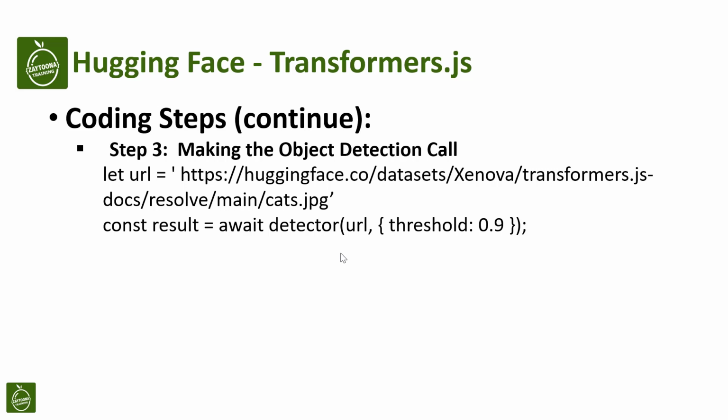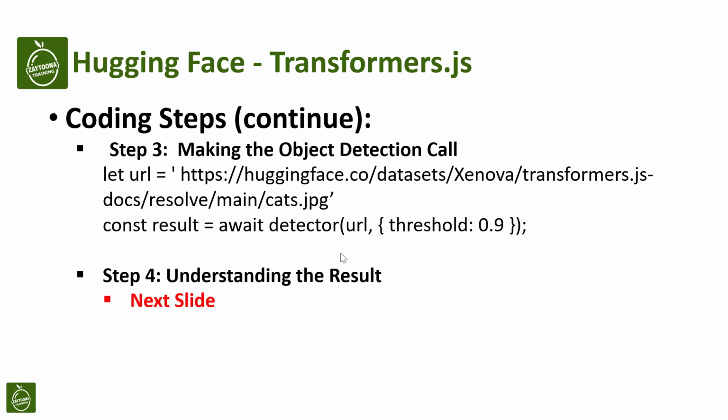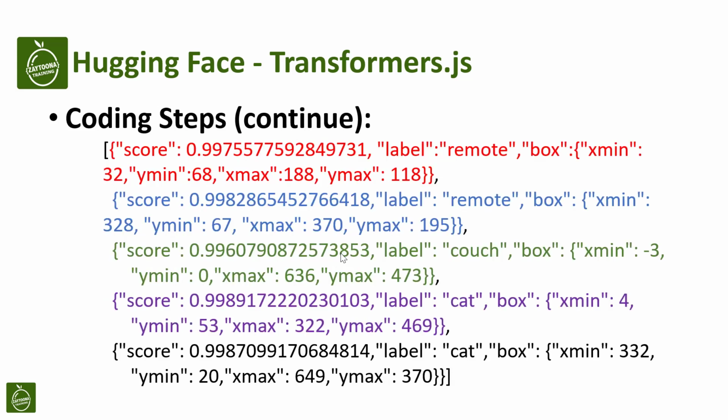Alright, with our setup complete, we give our image to the detector. See that threshold value of 0.9. That's us telling the system to only show us things it's really sure about, like 90% confident. Here we go. The detector worked through the images and here is what it found. Two remotes, what looks like a couch or bed, and of course our two cats.